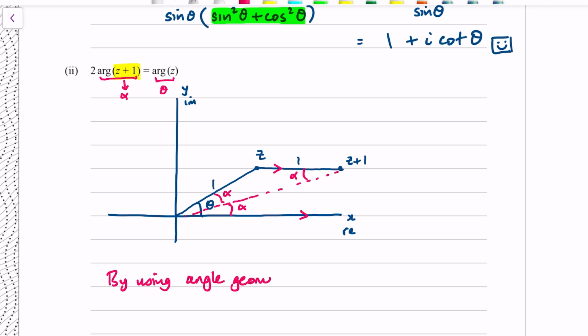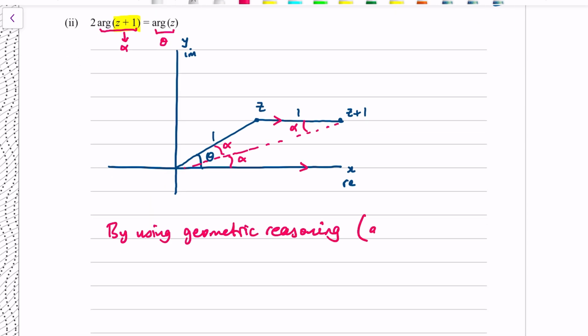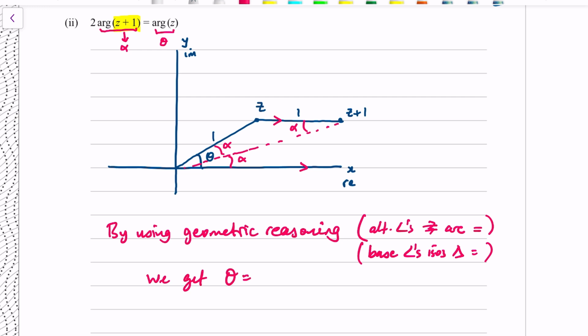So by using geometric reasoning, and we probably should put those reasons: alternate angles, parallel lines are equal, and base angles, isosceles triangle equal, we get theta equals 2 alpha. So we've proven the result.